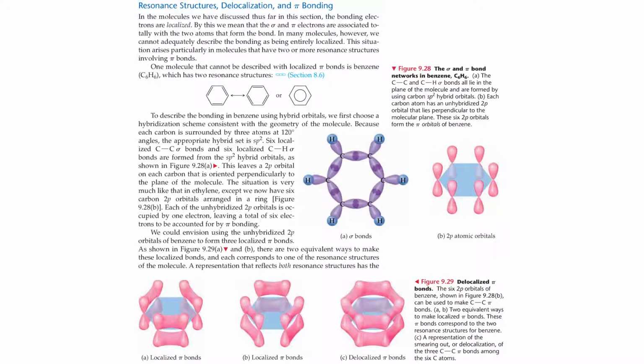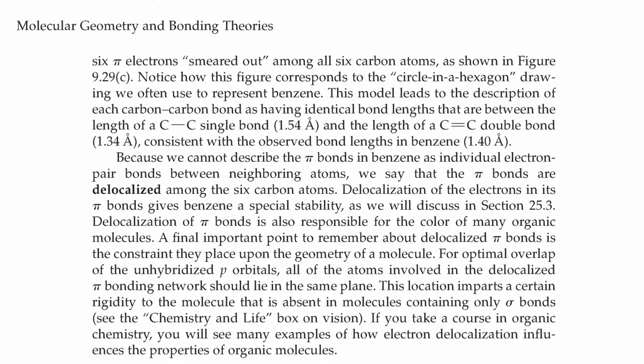We could envision using the unhybridized 2p orbitals of benzene to form three localized pi bonds. As shown in figure 9.29, there are two equivalent ways to make these localized bonds, and each corresponds to one of the resonance structures of the molecule. A representation that reflects both resonance structures has the six pi electrons smeared out among the six carbon atoms, as shown in figure 9.29. Notice how the figure corresponds to the circle in a hexagon drawing that we often use to represent benzene.